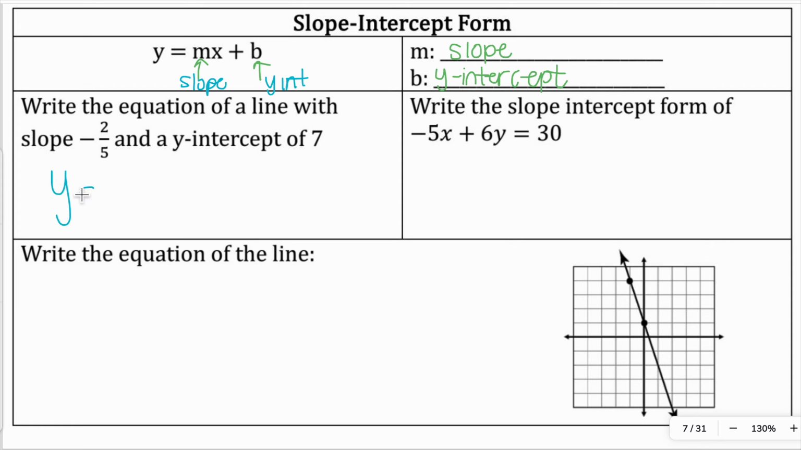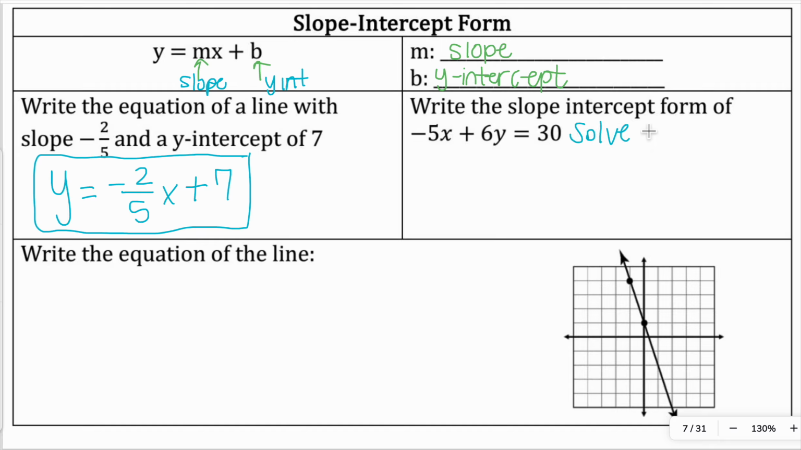So my equation would be this: y is equal to, slope first, negative 2/5 x, and then a positive 7, so I'd write plus 7, okay? The next one we see is not in slope-intercept form yet. I need to solve for y to get my equation in slope-intercept form.